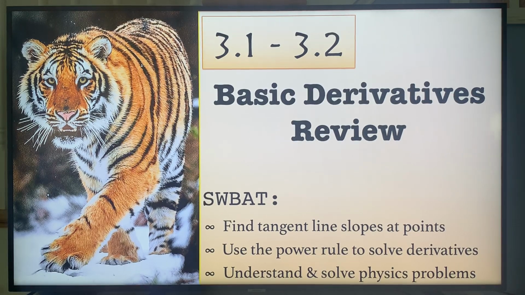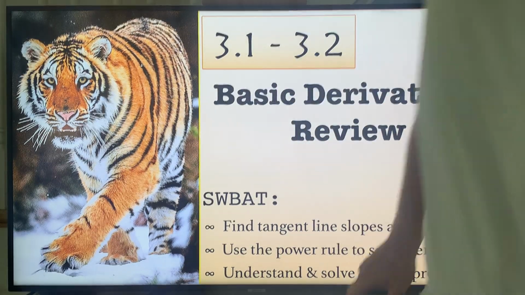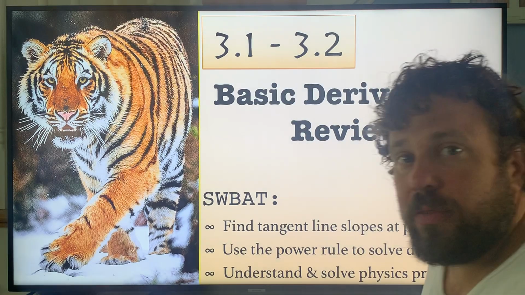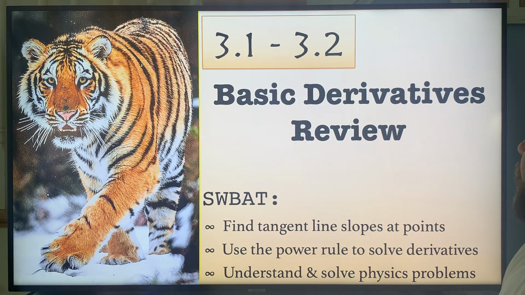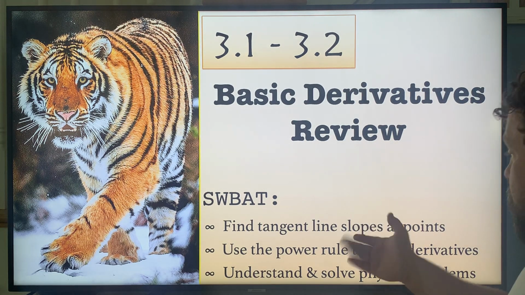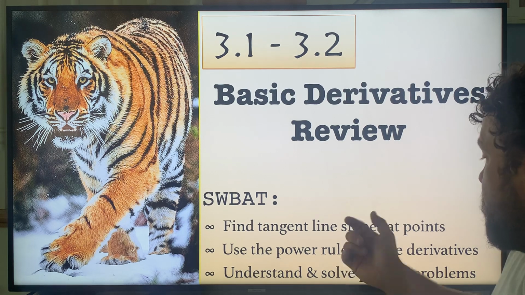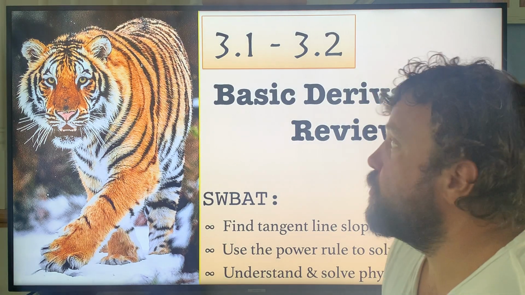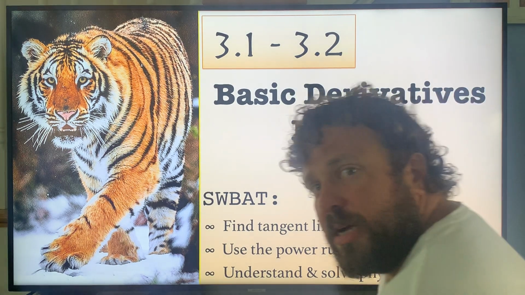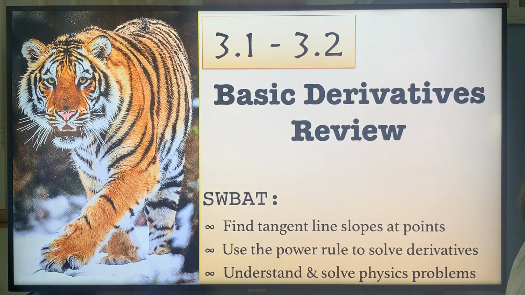Welcome back, everyone. Today we are going to review 3.1 and 3.2, pretty much going over the basic derivative review. What that entails is finding tangent lines of slopes at points, using the power rule to solve derivatives, and understanding some slope and physics problems. We're just going to touch on all that and see where it takes us.